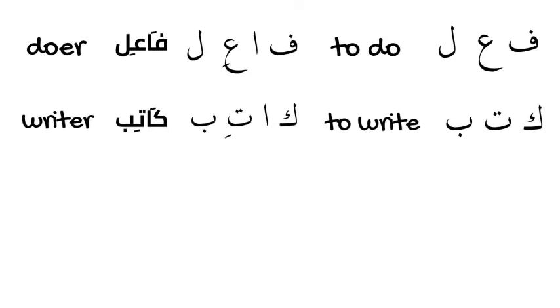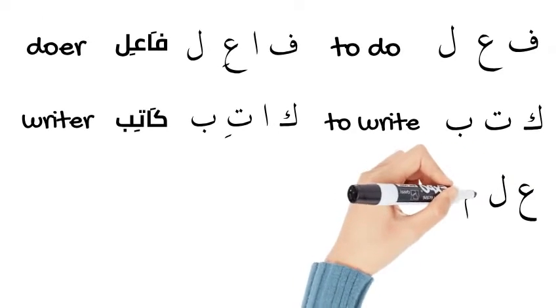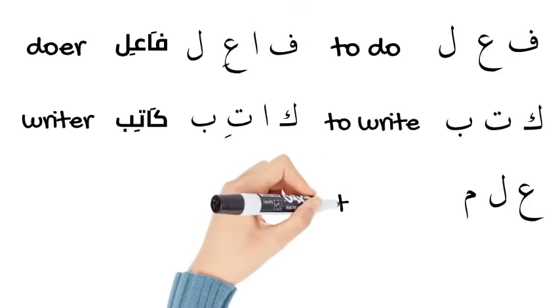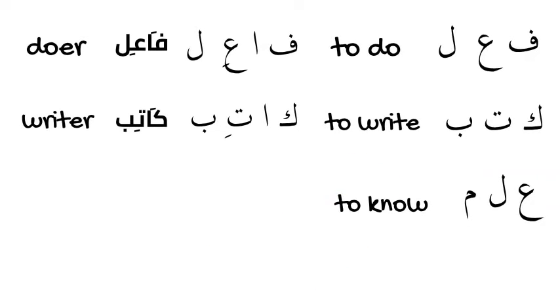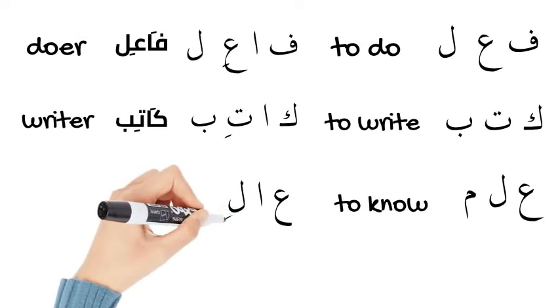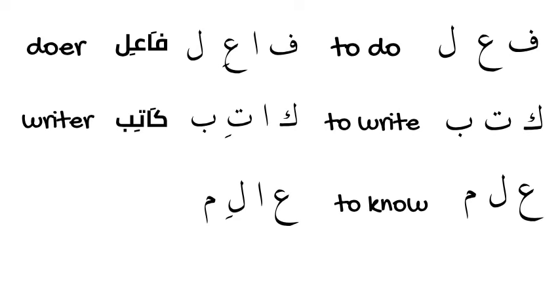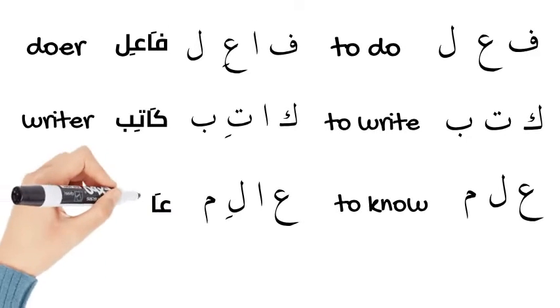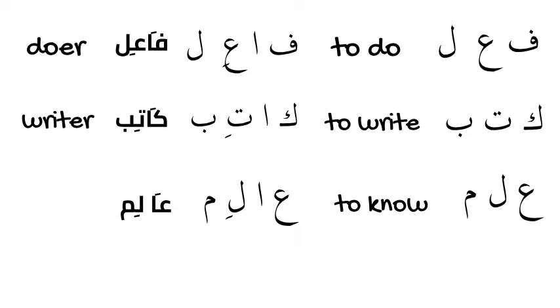Another example from the previous video is alima, and we said that alima means to know. This is the word root for knowing. If we add an alif after ayn, and we add a kasra to lam, it becomes alim. So alim has the same pattern as fa'il, so that's someone who does the verb, someone who does the knowing, so it's someone who knows, and that's a scholar or a scientist.